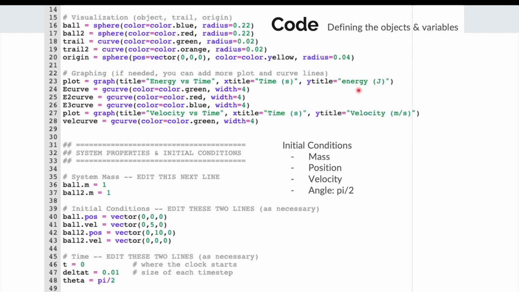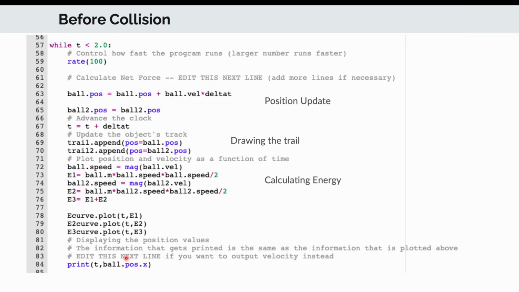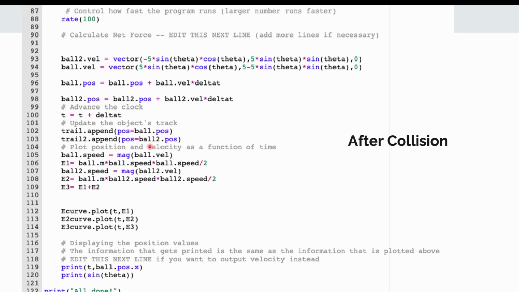Here is the code for the simulation. Of course we can see here the definition of the objects, and here we have the initial conditions: the mass, position, velocity, and the angle of collision, which is in this case put at 90 degrees, even though it's not really 90 degrees in the real experiment. Here we have the position update and the energy calculation and how to plot this energy, as well as drawing the trail of the ball collision.